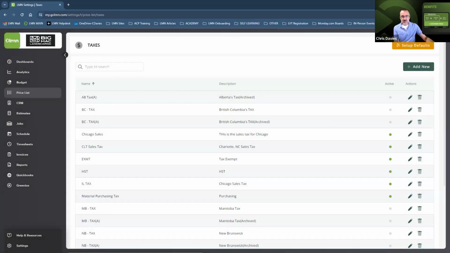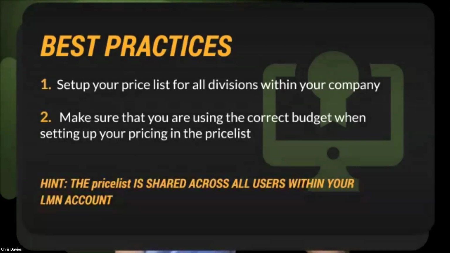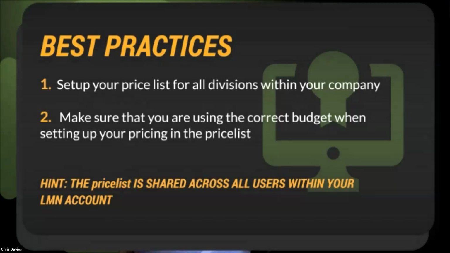So essentially, what are the things that we want to recommend when it comes to setting up your price list? Number one, when you're setting up your price list in LMN, you want to set it up for all of your divisions within your company. So if you do maintenance, design build, irrigation, snow removal, you want to ensure that all the pricing built into the LMN price list for your company's account covers all divisions of work.